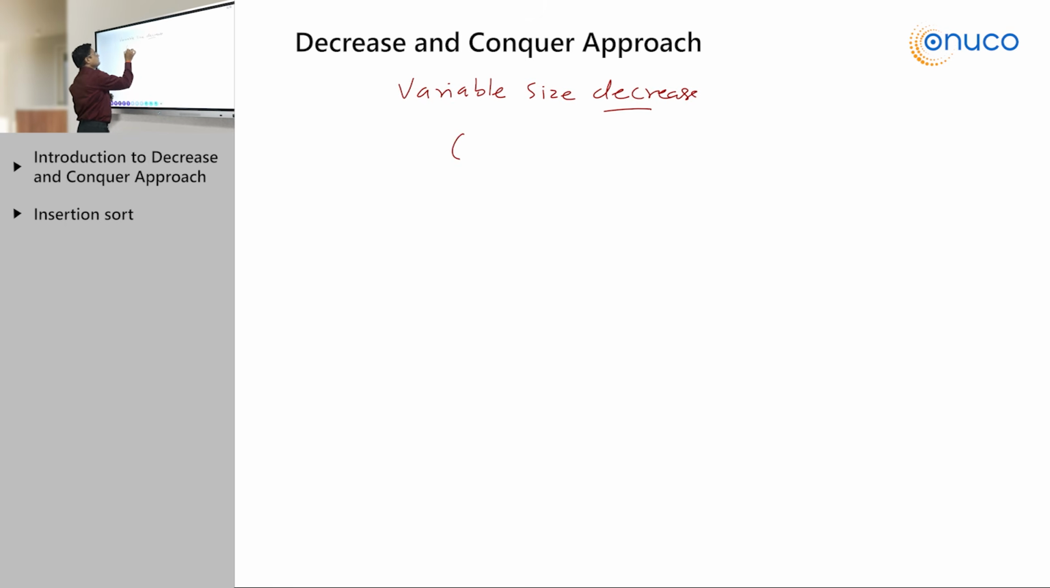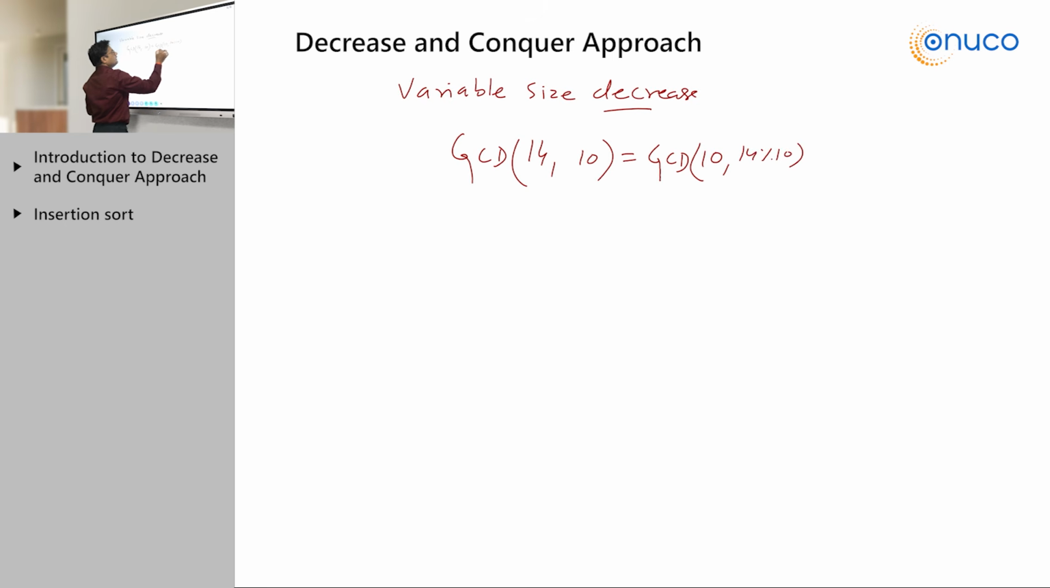As per example, we have GCD of 14 and 10. Next time, what is the problem size? We are getting GCD of 10 and 14 mod 10. 14 mod 10 becomes GCD of 10 comma 4. So see, your problem size is varying, right?